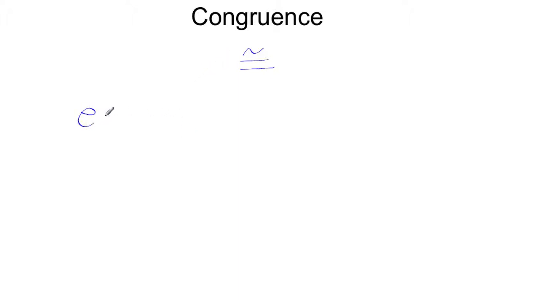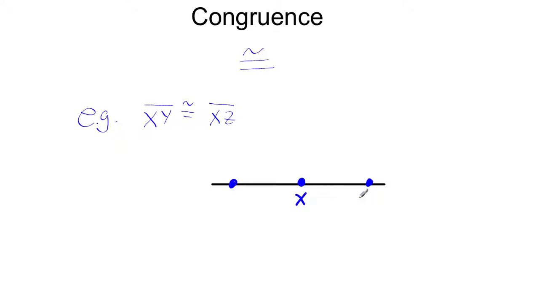So for example here, if I say that segment XY is congruent to segment XZ, if I drew a line segment just like this, I could say that given these points, I'm going to do the best I can here, if this is X, Y, and Z, that means that this distance here, XY, is congruent to this distance here, XZ.